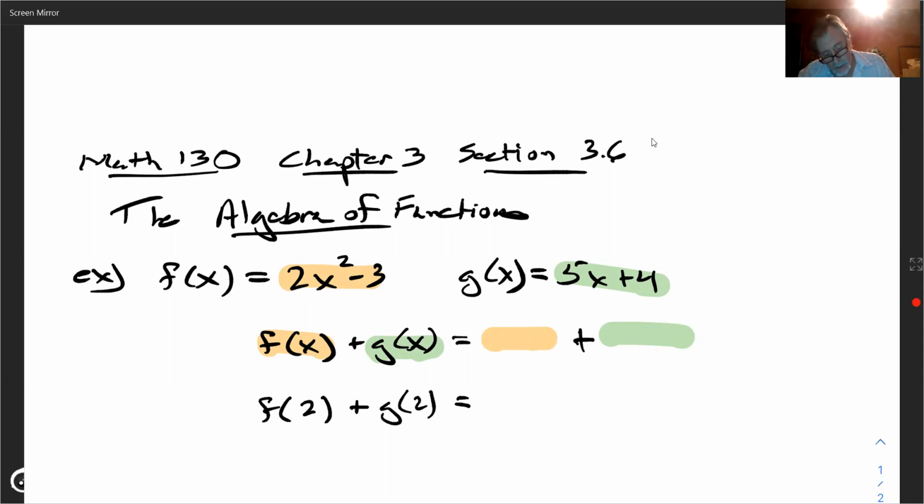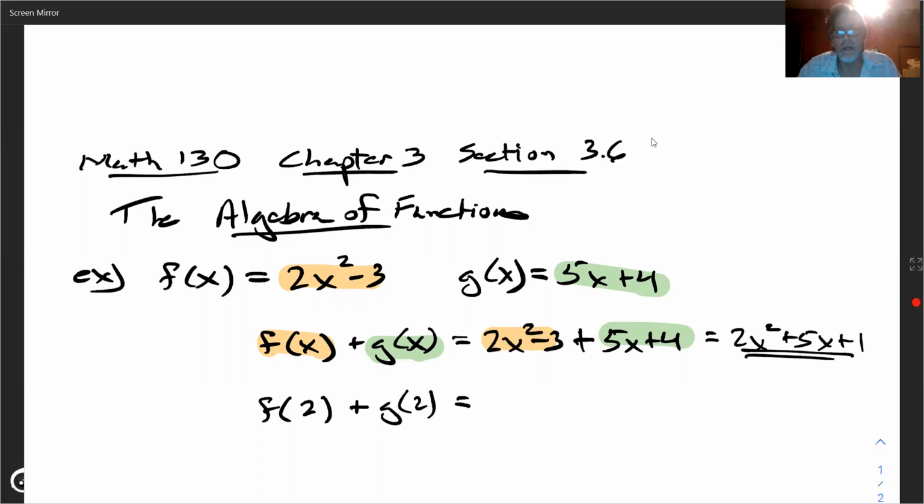It's going to be 2x squared minus 3, and then plus 5x plus 4. And then if you're a nice person, what you can do is combine some stuff and go, well, really my answer is 2x squared plus 5x plus 1. All right, so there you go. That's what adding two functions looks like, all right?